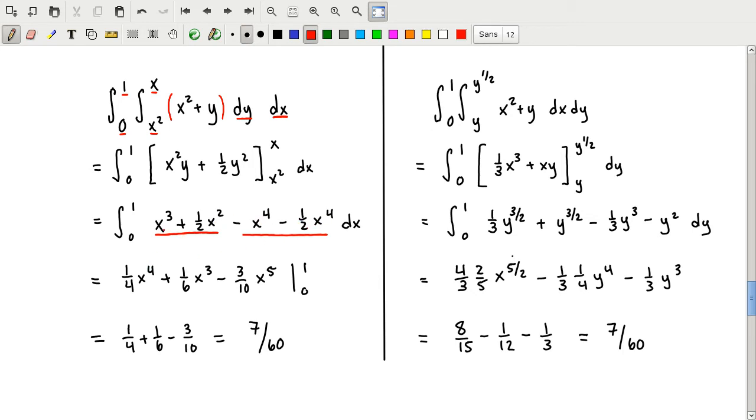We now integrate. The x cubed gives 1/4 x to the fourth, 1/2 x squared becomes 1/6 x cubed, and negative 3/2 x to the fourth becomes negative 3/10 x to the fifth, evaluated on the x boundaries 0 to 1. At 0, they're all 0, so we just plug in 1. We get a fourth plus a sixth minus 3/10, and when you work out the fractions, that's 7/60.